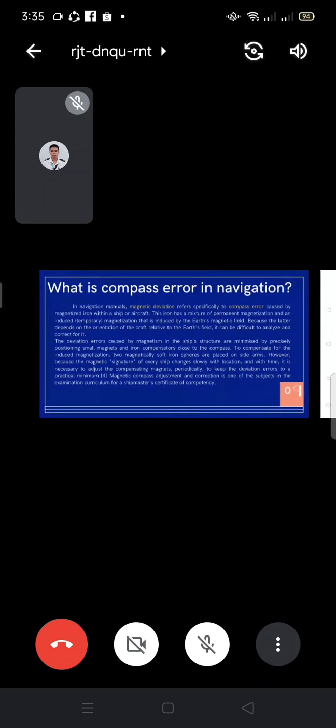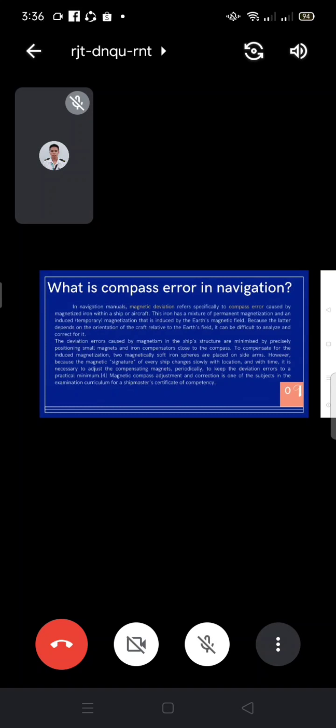So what is compass error in navigation? In navigation manuals, magnetic deviation refers specifically to compass error caused by magnetized iron within a ship or aircraft. The iron is a mixture of permanent magnetization and temporary magnetization that is induced by the Earth's magnetic field, because the latter depends on the orientation of the craft relative to the Earth's field. It can be difficult to analyze and correct.